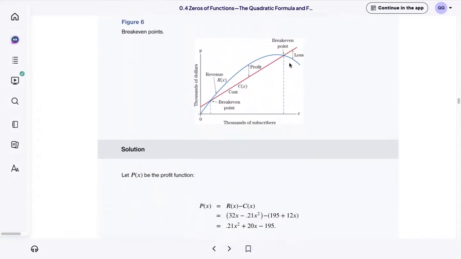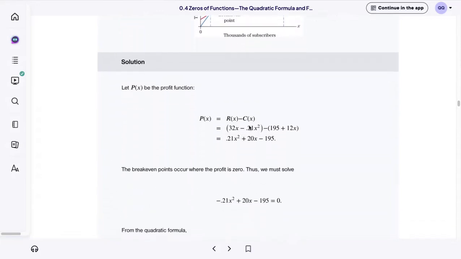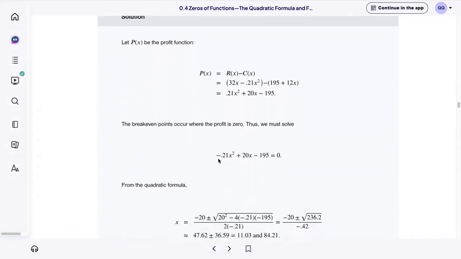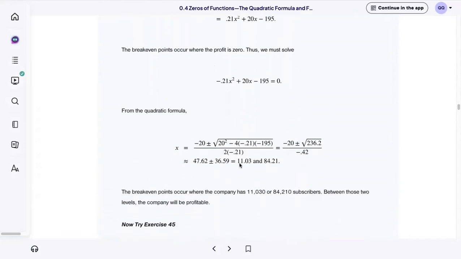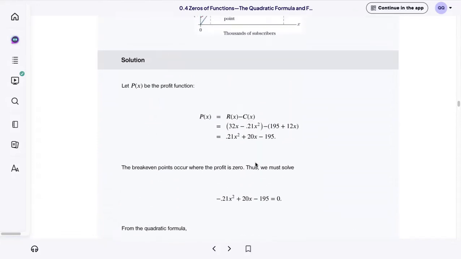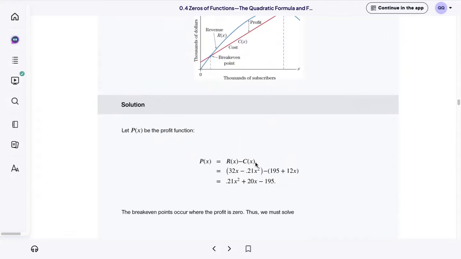Then we also get 2 points. So at these 2 points, the revenue and the cost are the same. We just plug in. Then we use the quadratic formula to solve it. We see when x equals 11 or 84, that's a break-even point. That means the revenue made equals the cost.